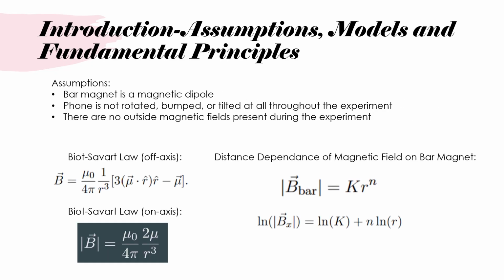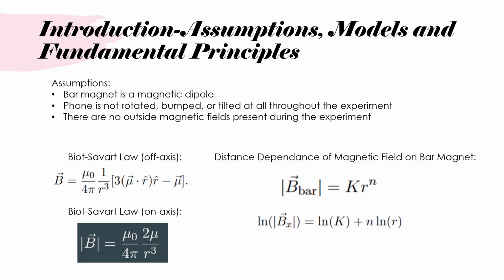The assumptions I made were that the bar magnet is a magnetic dipole, my phone was not rotated, bumped, or tilted during the experiment, and there were no outside magnetic fields present during the experiment. The formulas I used were the Biot-Savart law, both off-axis and on-axis, as well as the formulas given for distance dependence. I used the off-axis magnetic field formula to calculate the off-axis magnetic field of the bar magnet, and then used the on-axis formula to calculate the magnetic field on-axis of the bar magnet.